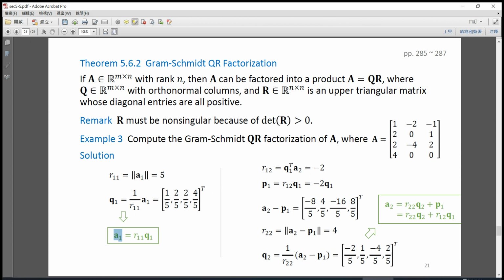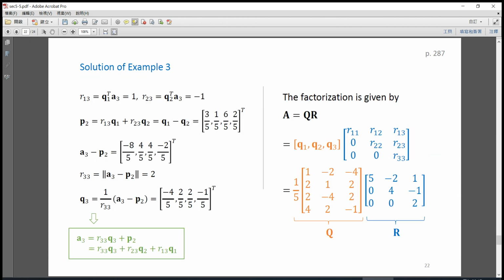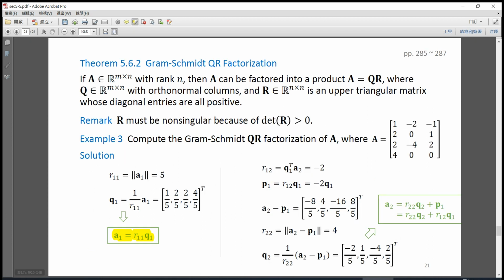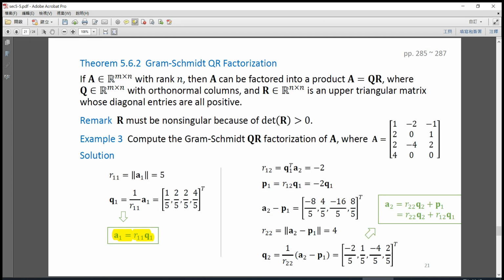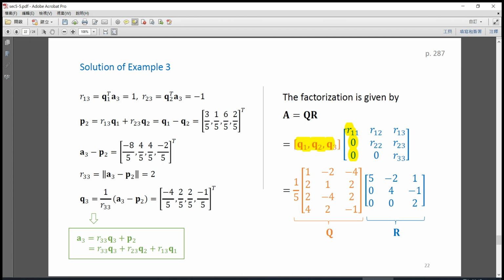For example, a1 equals r11 q1, which is matrix Q times the first column of matrix R. And we also have a2 equals r22 q2 plus r12 q1, which is matrix Q times the second column of matrix R. And we also have a3 equals r33 q3 plus r23 q2 plus r13 q1, which equals matrix Q times the third column of matrix R. And therefore we have A equals QR.